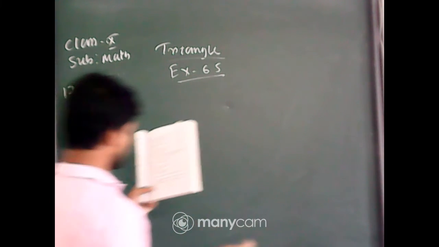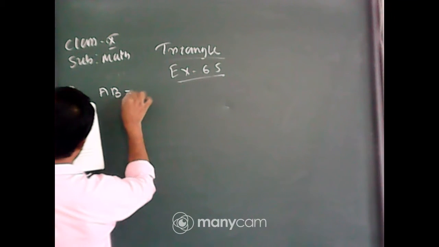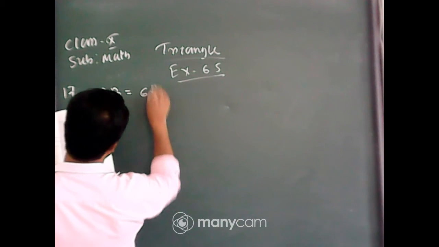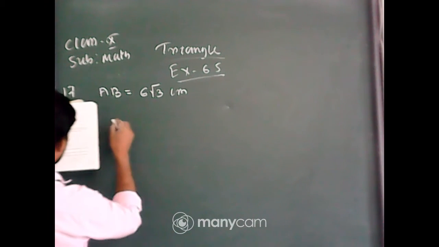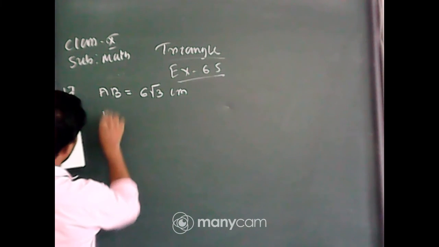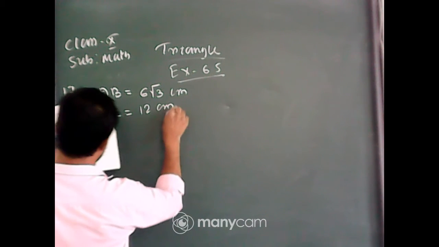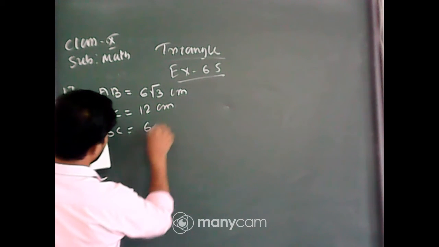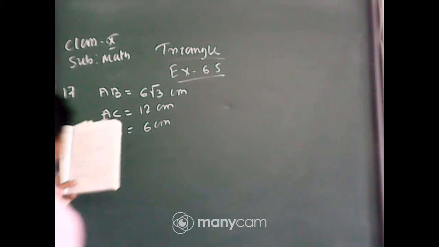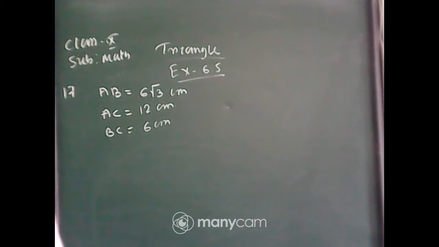ABC is a triangle with AB equal to 6 root 3 centimeter, AC equal to 12 centimeter and BC equal to 6 centimeter. We have to find what is the angle B. What is the value of angle B?